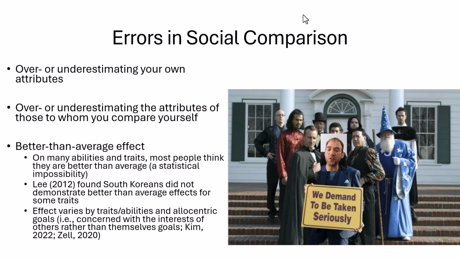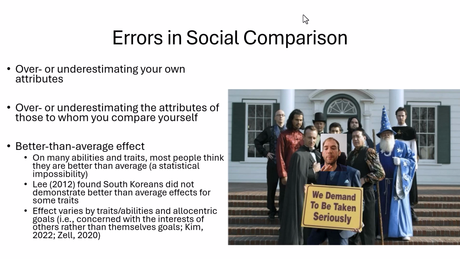Now, there are cultural effects related to the better than average effect. For example, a 2012 study by Lee found that South Koreans did not demonstrate better than average effects for some traits. And the effect varies by traits and abilities and allocentric goals, that is, goals concerned with the interests of others rather than themselves. So some research suggests that this better than average effect is far less common in some collectivist cultures, for example, in South Korea. So it's this individualistic, unique culture, and economic, political, social structures within a country can influence these things, thinking, oh, you're unique, you're the best, and everybody's better than average.